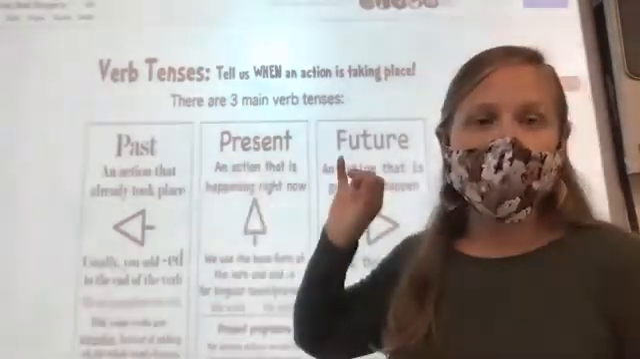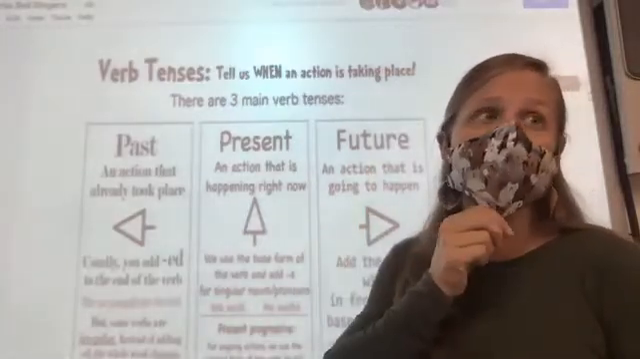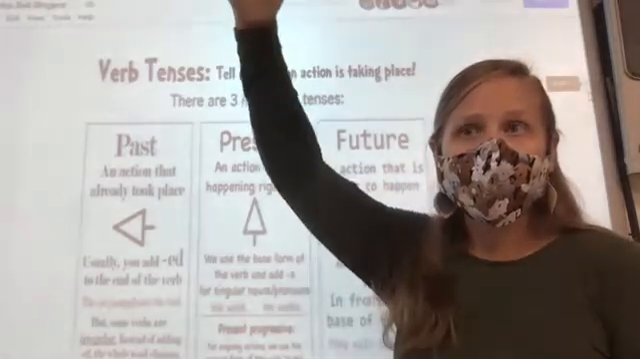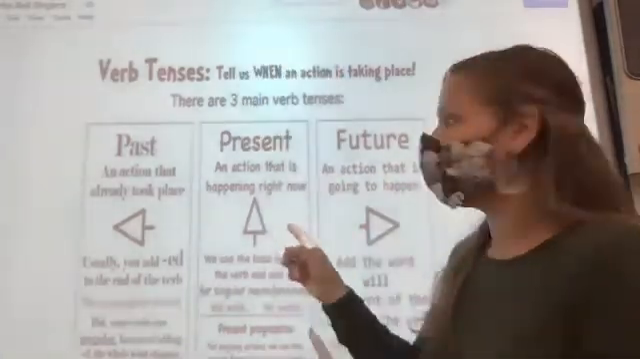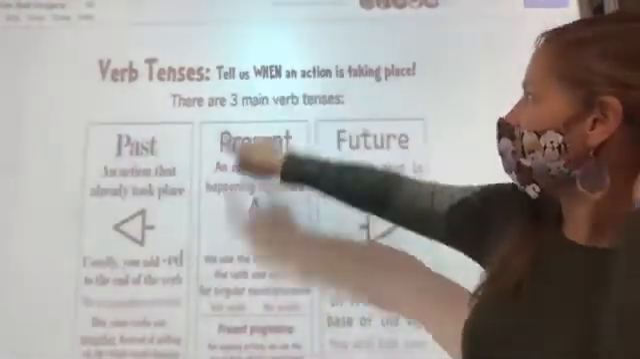This anchor chart needs to go in your ELA journal. Remember, when you do your ELA journal, it needs to be the newest at the top. So you would put today's date and copy and paste this. This is talking about verb tenses, about when the action happened.